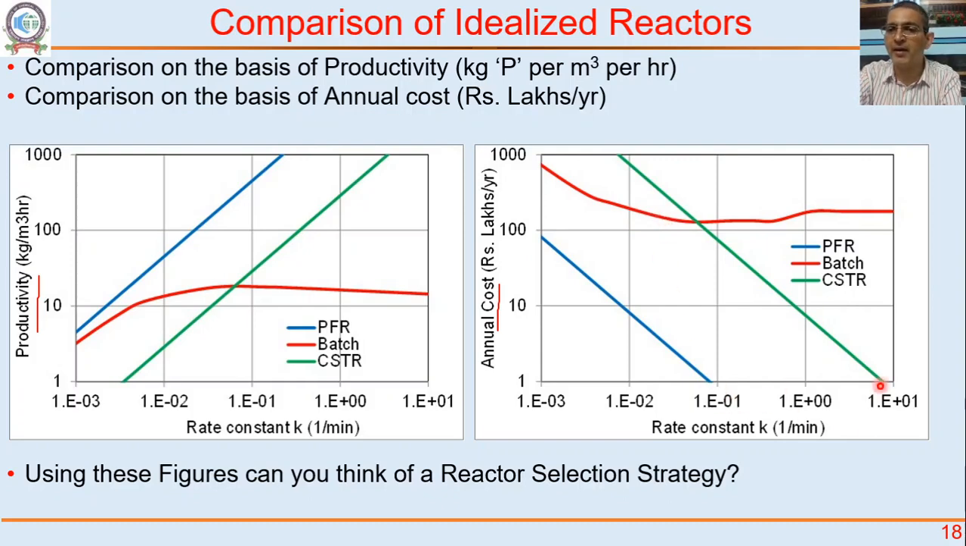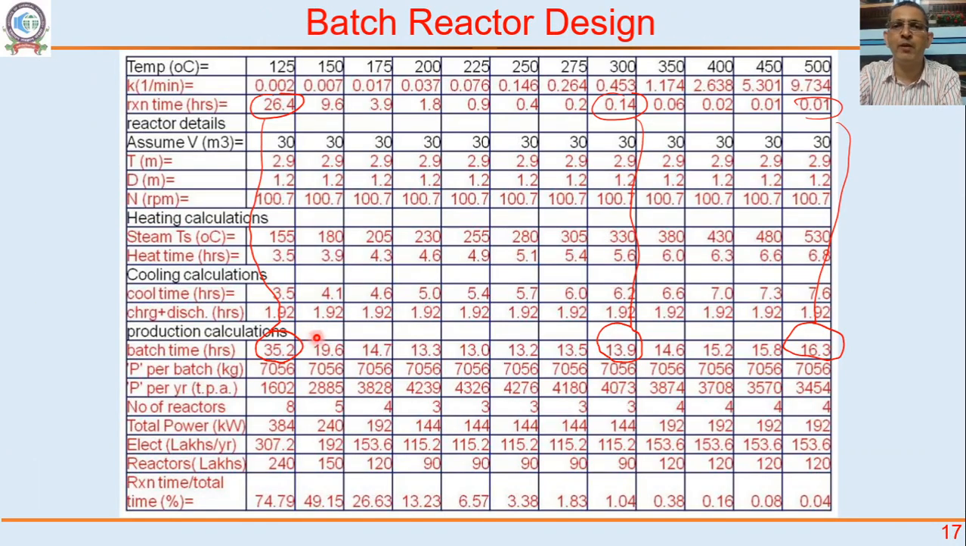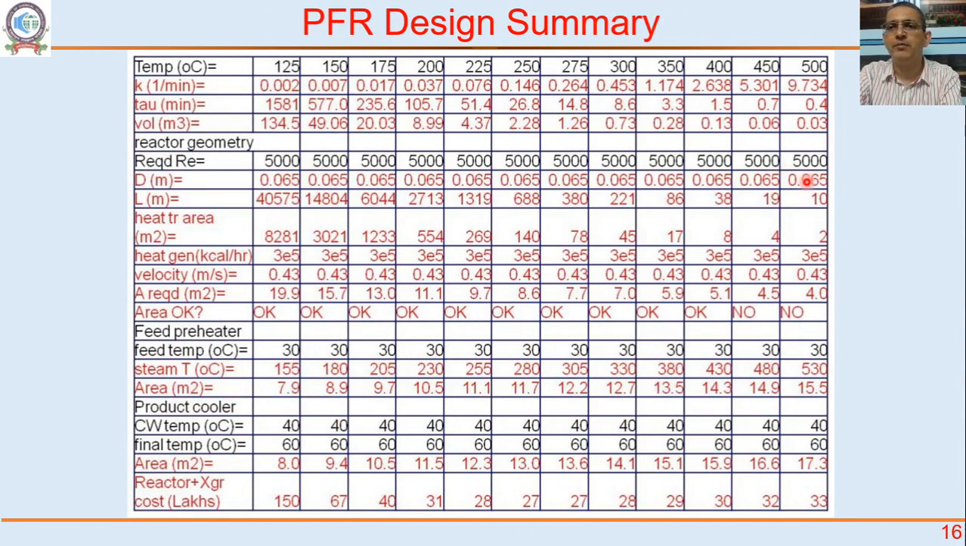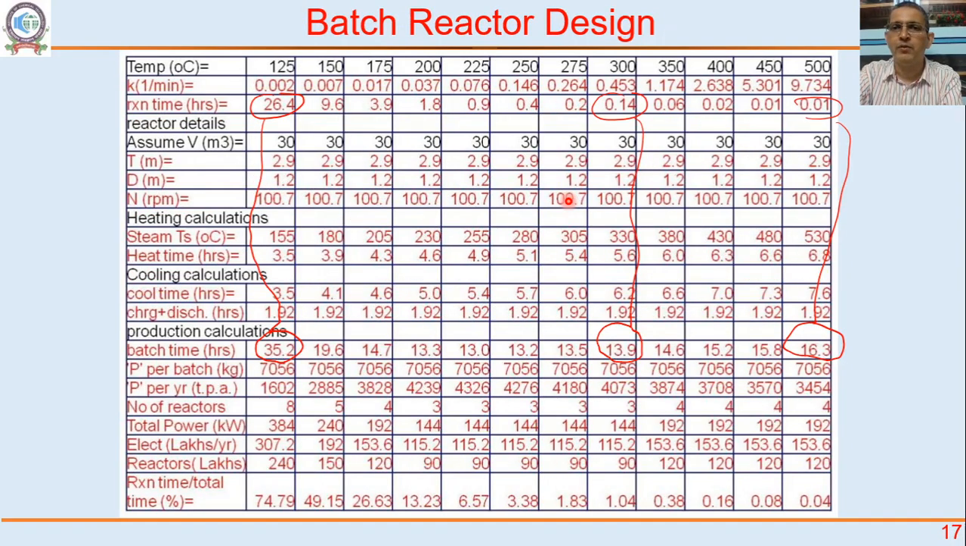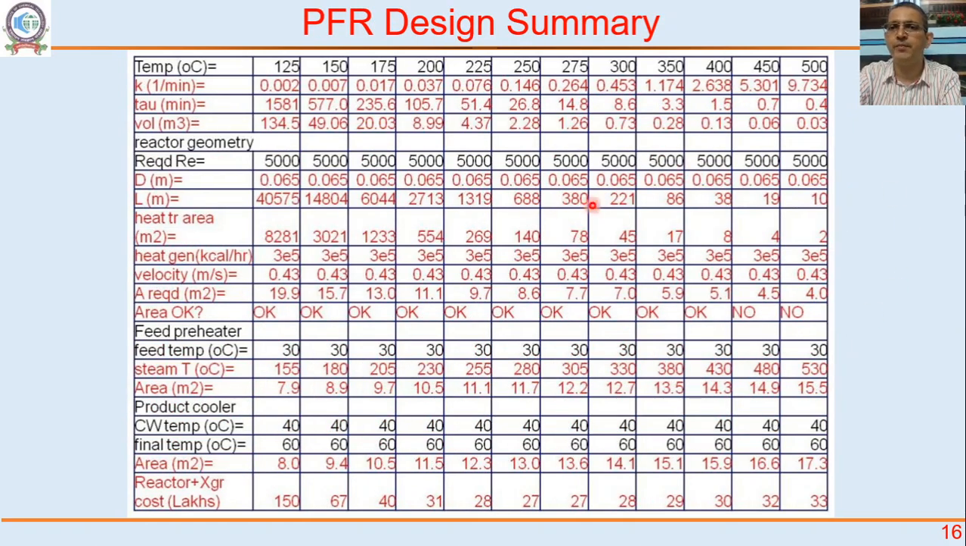Whereas if you go to higher and higher rate constants, obviously plug flow is much cheaper. I can easily have a plug flow reactor with a 10 meter length, 19 meter length, 38 meter length, 86 meter length, 200 meter length, 380 meter length, easily possible. Whereas for a batch reactor, we will require 30 meter cube, 3 reactors, 30 meter cube, 3 reactors, 30 meter cube, 4 reactors. This is easily possible.